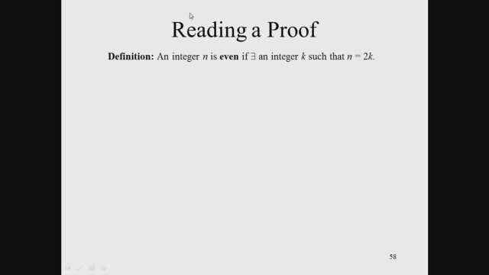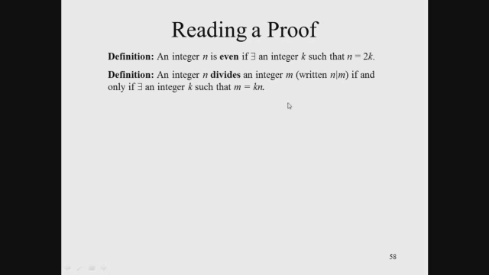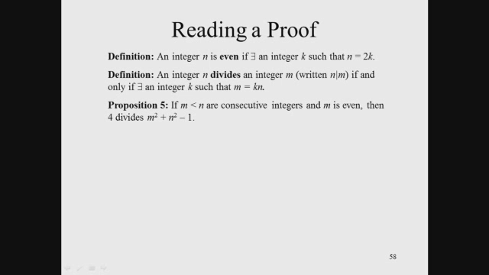Let's take an example. First, our definition of an even integer. An integer n is even if there is an integer k such that n equals 2k. That's the definition of an even integer. And we have the definition of an integer n divides an integer m, written n divides m, if and only if there is an integer k for which m is equal to k times n. So here are two definitions. We're going to use that in the following proof.